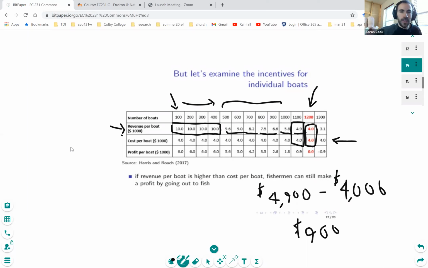And so you still have an incentive for an individual fisherman to go out and fish up until the point where there's 1200 boats. And if you remember from a few slides ago, that's exactly what we don't want to do. That's too much, right? Total revenue could go up if we could have an agreement that we reduce the number of boats that get launched. So that's where the incentives break down.